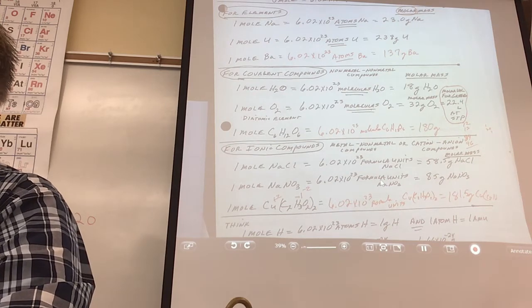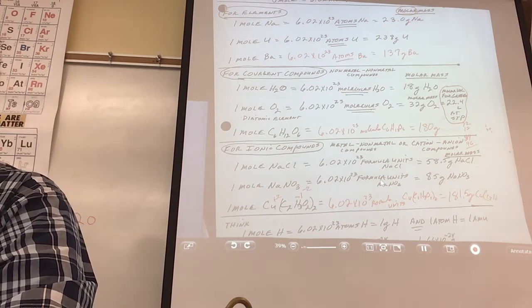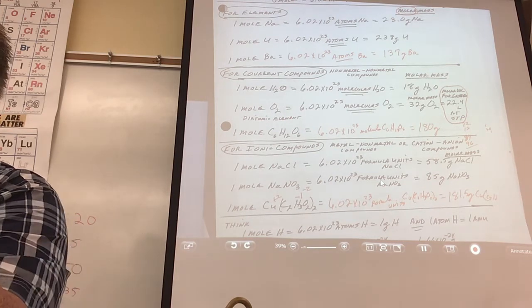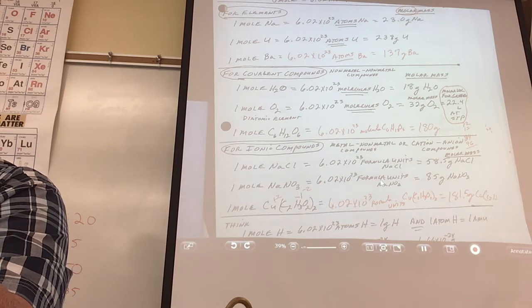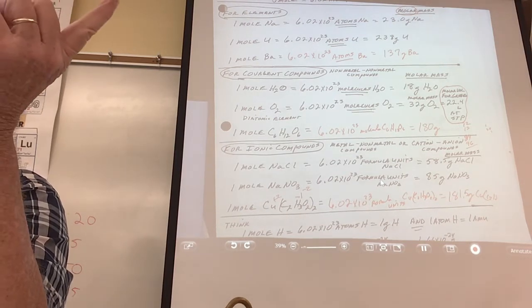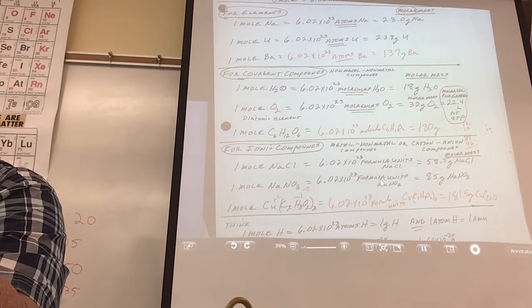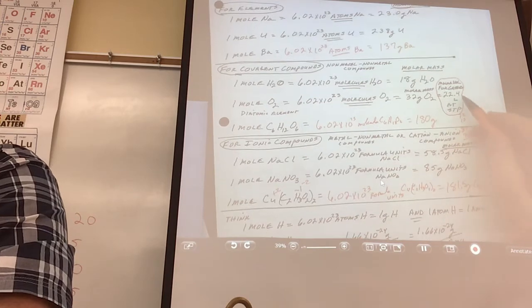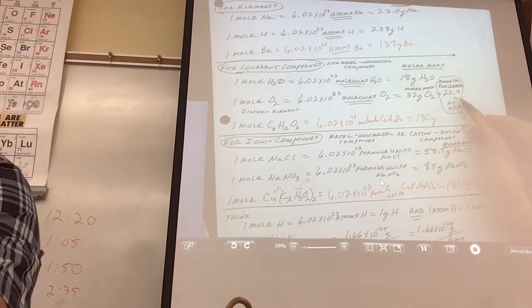Now, how big of a box would it take before that number of particles was a mole? Does anybody know what the molar, not molar mass, molar volume is? Is it a liter or 22.4 liters? Very good. How do you remember that? Because I saw it at the corner of my eye. Okay, good. So anyway, you now can enter another equivalent if it's a gas.